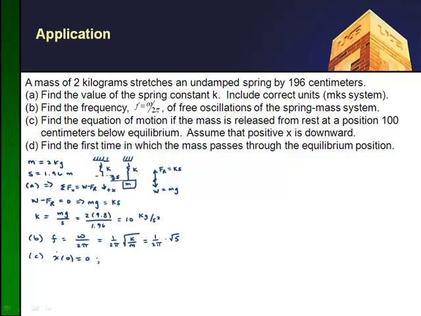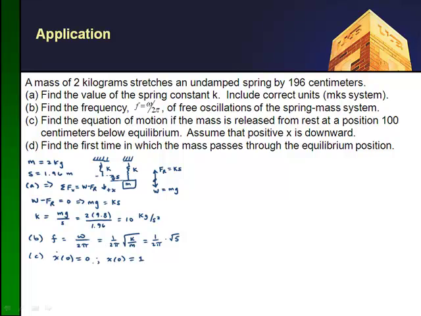And it's released from a position that's 100 centimeters below equilibrium. So its initial position at time t equals 0. Again, we're in the MKS system, so it's going to be 1 meter. And since it's below equilibrium, and we define down as positive, and below the equilibrium position is positive, I write a positive 1. Okay, so this really just helps flesh out our initial conditions.